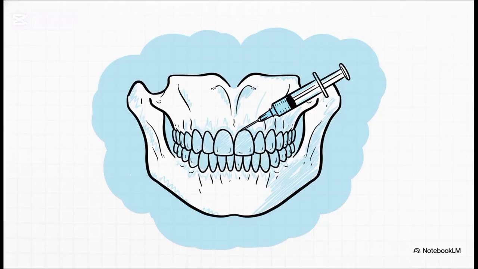All right, let's move to the front of the mouth. Here we've got the anterior superior alveolar nerve block, which you'll often hear called the infraorbital block. This is a really powerful injection.